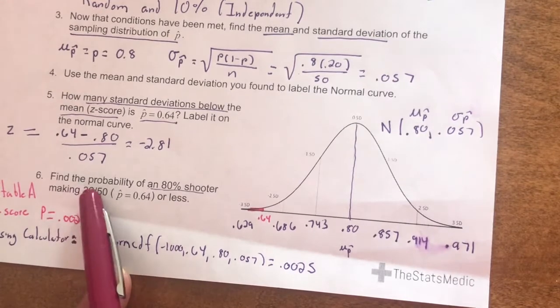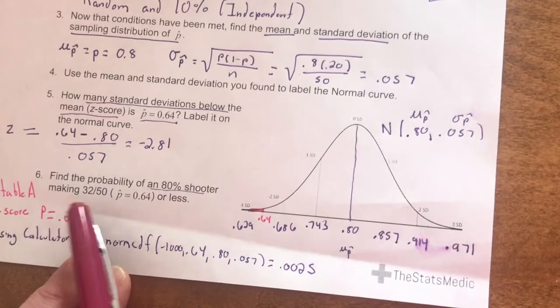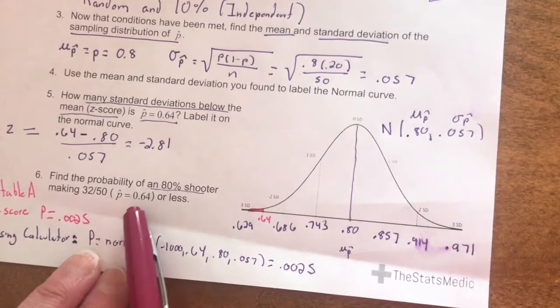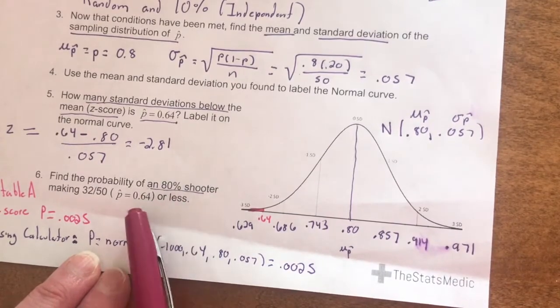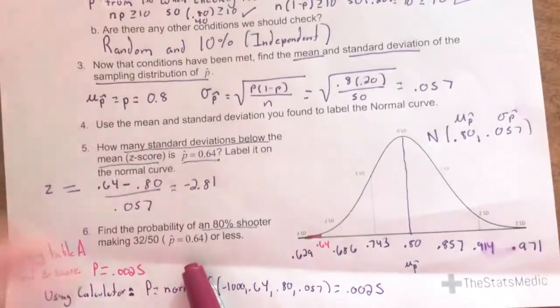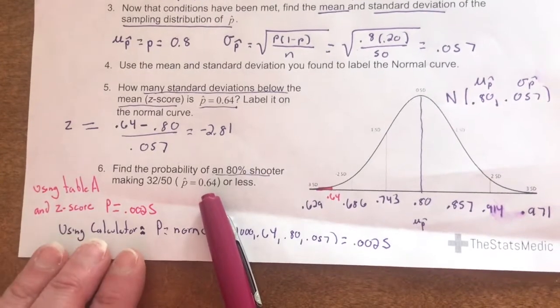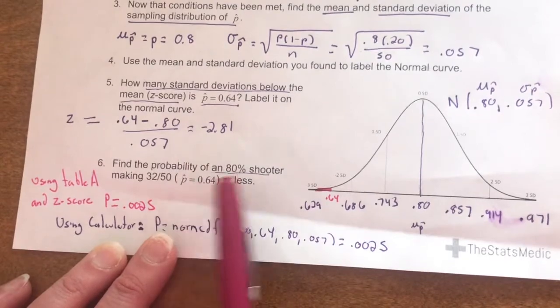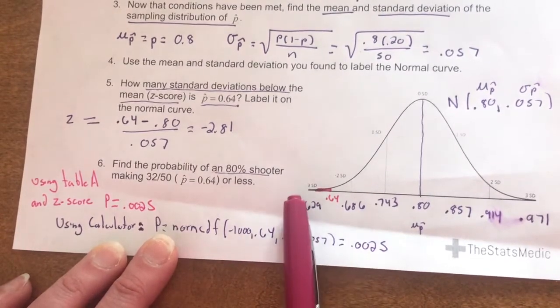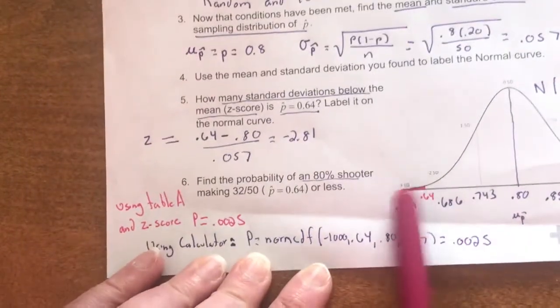So the question says, what is the probability of an 80% shooter making 32 out of 50, our p hat of 0.64 or less? And again, we always go in the direction of our alternative hypothesis. Remember, I only made 32 out of 50 free throws, so the p hat was 0.64 for our sample data there. So we will look at 0.64 or less because that's the direction of our alternative hypothesis. So we shade that in on a curve.